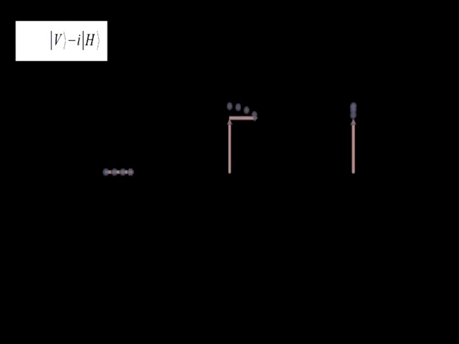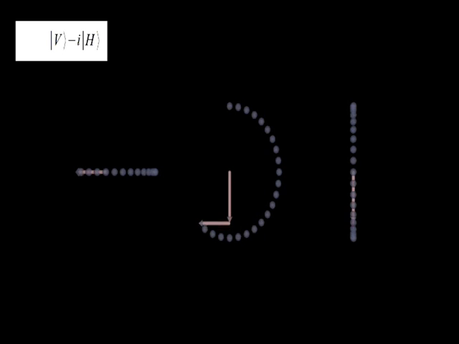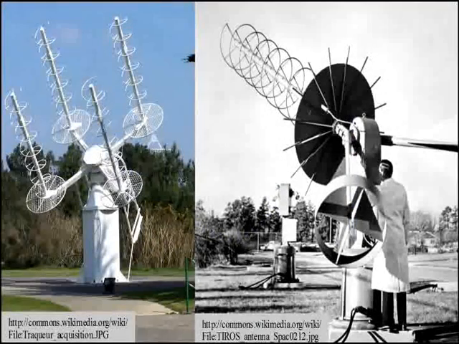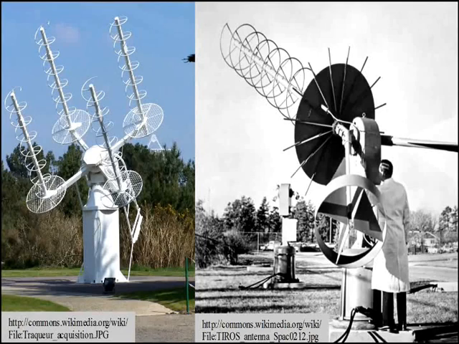A superposition of the V state and the negative of the delayed H state is also circularly polarized, but the electric field rotates in the clockwise direction. We call this left-handed circular polarization and denote it as state L. As an aside, at radio frequencies, circularly polarized waves can be generated using helical antennas and are very important in satellite communications.